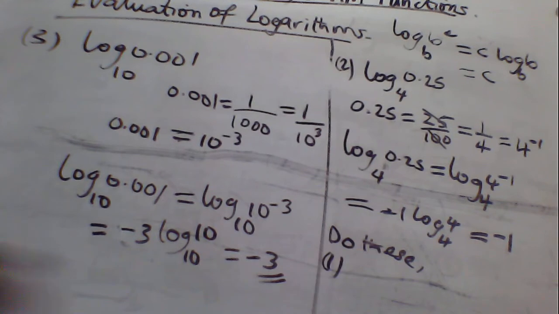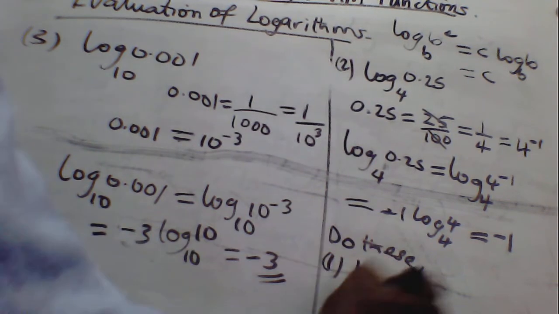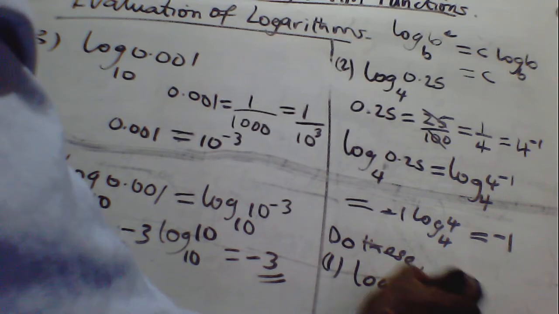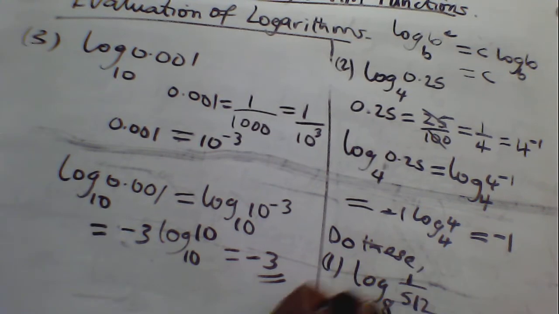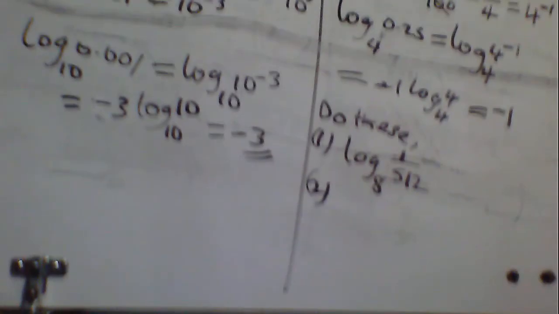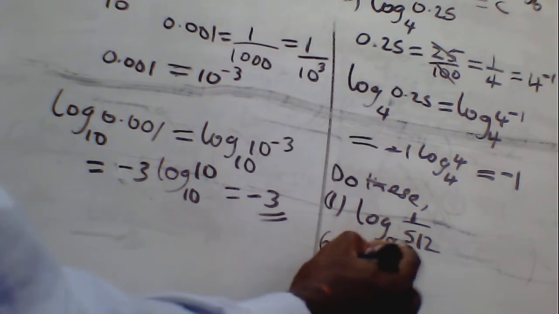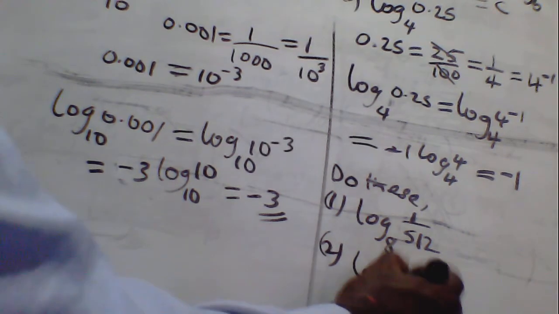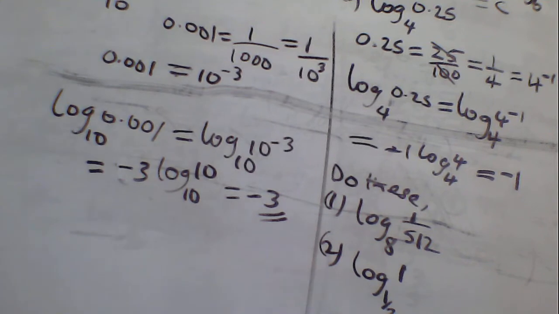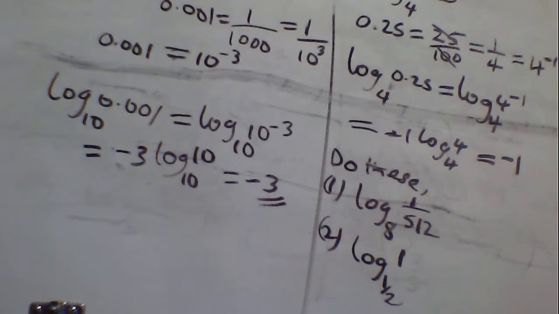The first one is log 1 over 512 to base 8. The second is log 1 to base half. Have any question?